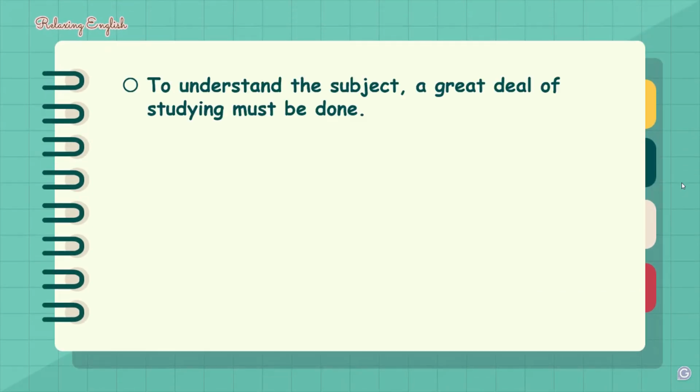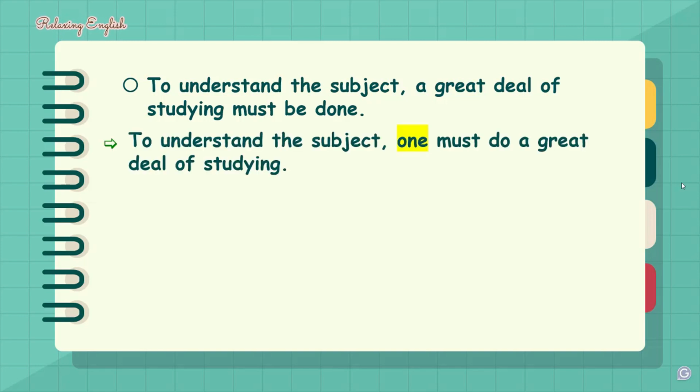One more example, to understand the subject, a great deal of studying must be done. Who understands the subject? To understand the subject, you can add a pronoun or you can add the subject "one". To understand the subject, one must do a great deal of studying. Sometimes you can change from passive into active sentence. Sometimes you can change from active to passive sentence to make the sentence correct, because we need the subject to modify.